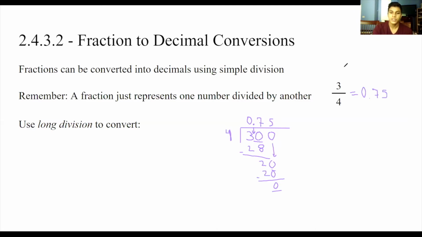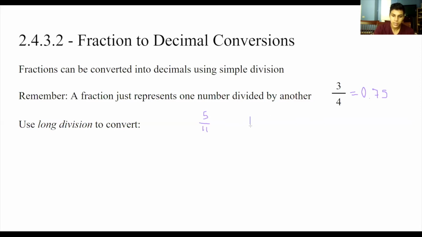All right, I'm actually going to do one more question, and this one's going to be a little bit different, and you'll see why when I get a little farther into it. So the fraction I'm going to be converting into a decimal this time is 5 divided by 11, or 5/11. So I'm going to do the exact same thing.